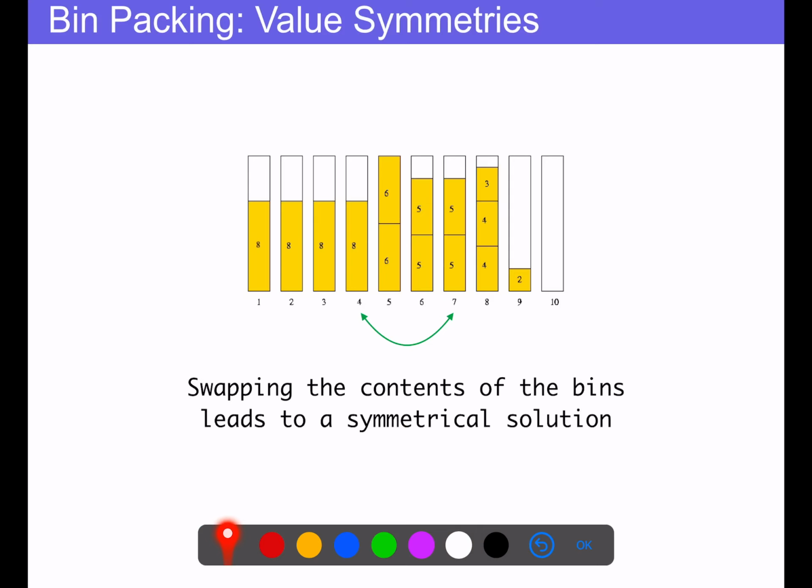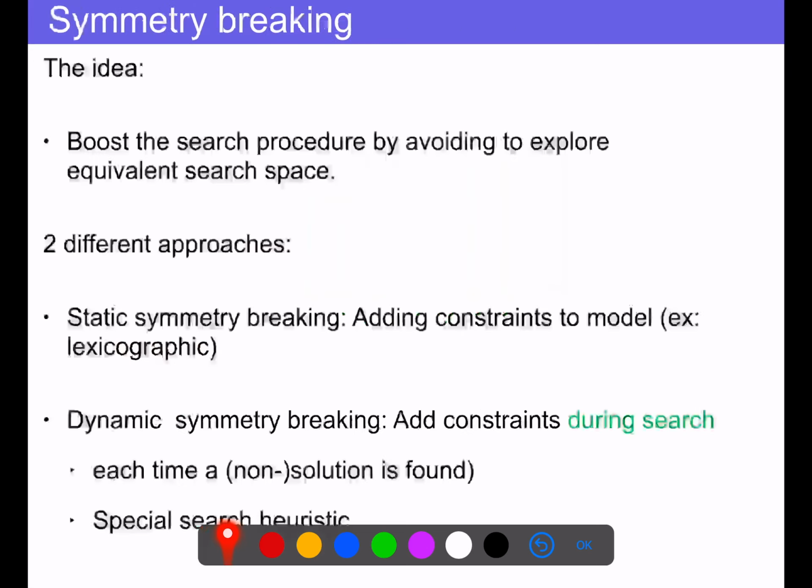I guess you can realize that I already have a value symmetry here, because I can swap the values decided for these orders and these orders, and I will still have a solution. So swapping the content of the bins, which is a value symmetry because you change the values of some of the variables, will lead to symmetrical solutions. Okay? So that's one symmetry that we want to avoid.